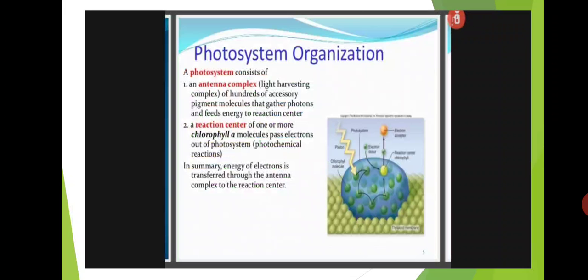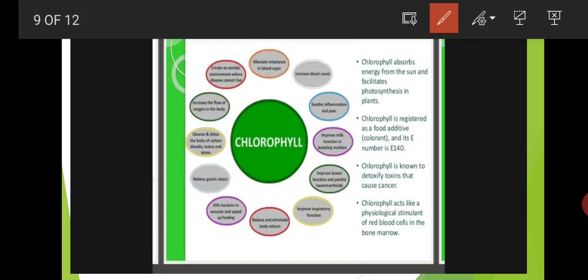Uses and benefits. Chlorophyll absorbs energy from the sun and facilitates photosynthesis in plants. That is the first use of chlorophyll. Due to photosynthesis, plants produce glucose, which is helpful in the growth of the plants.